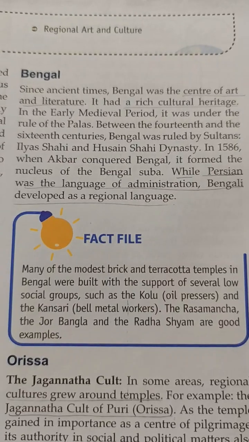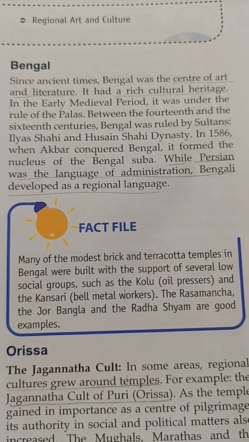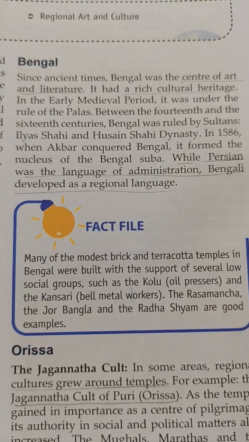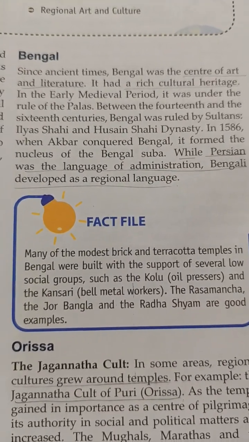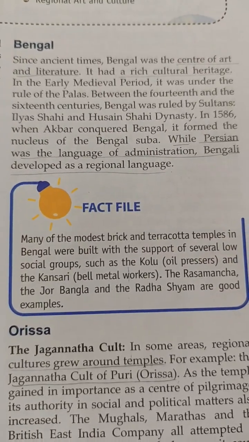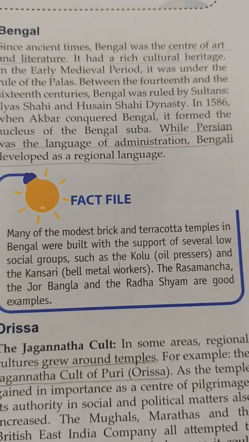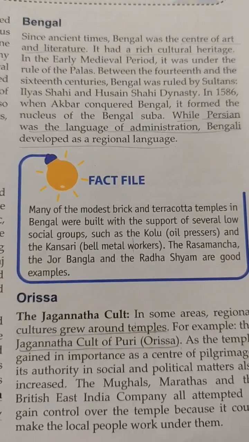Then in Bengal, art and literature were developed. While Persian was its official language, the Bengali language also developed as a regional language, and many works were written by poets and authors in the Bengali language. Even the epics Mahabharata and Ramayana and other texts were translated into the Bengali language.